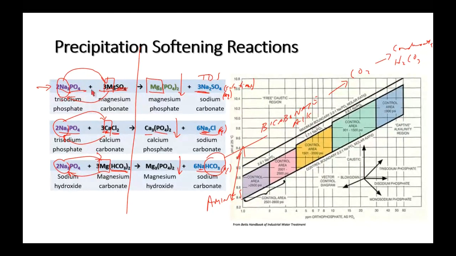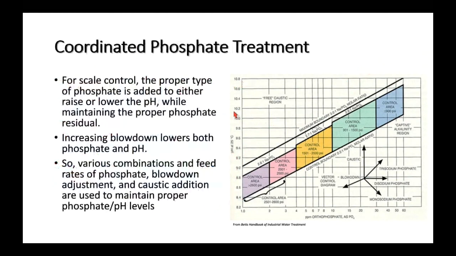You should know what the reactions are between trisodium phosphate and various hardness magnesiums and calciums. You should know that OH helps out with pH control and also helps form the hydroxyapatite, and also helps form the non-adherent magnesium precipitate.